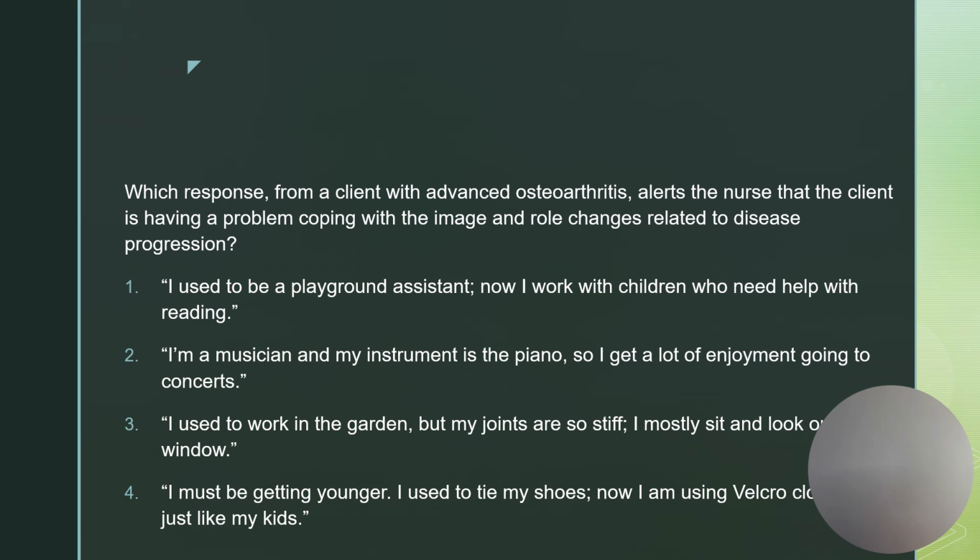Well, as you look at these, look for the answer that is promoting negativity. Response number 1, the client is now working with children in a different manner. Number 2, the client may not be able to play the piano any longer, but goes to concerts, so can still enjoy the music. The response number 3, the client used to garden and now mostly just sits and looks out the window. That's not really a positive response. And number 4, used to tie the shoes, but now they're using Velcro closures. It's just a way of managing the symptoms of osteoarthritis. Correct answer, number 3.